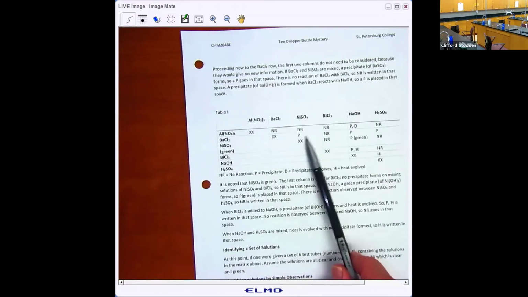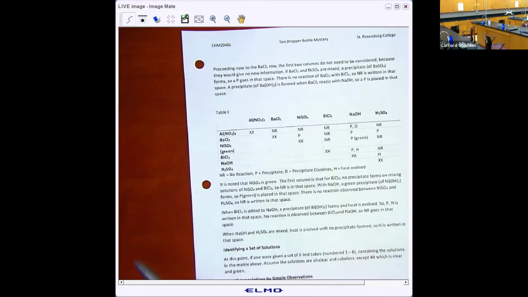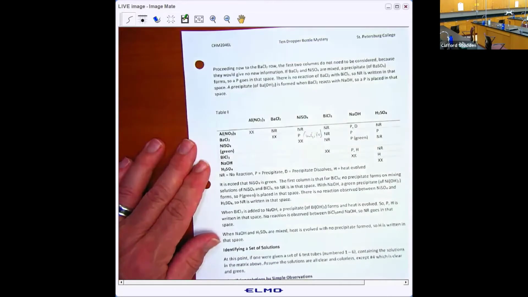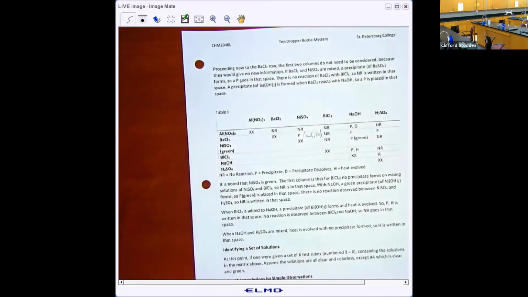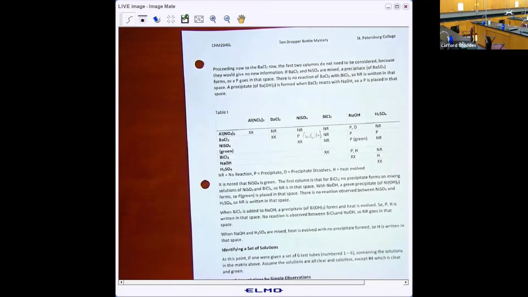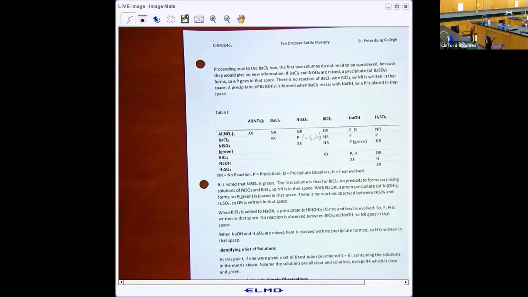Now, what they didn't write in here, which you should, in your observations, you should write in there what the color of the precipitate is. And in that particular case, it's a white precipitate. Now, you could predict that would happen if you look up the solubilities of barium with sulfate and nickel with chloride.